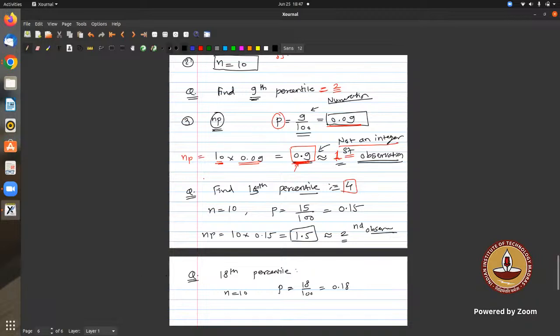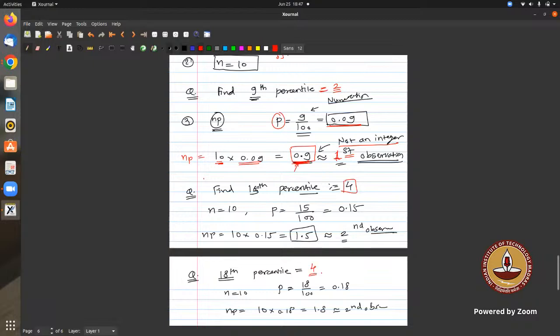So here n equals 10, right? If I wanted to calculate the 18th percentile, n equals 10 and p equals 0.18. So n into p is how much? 10 into 0.18 is 1.8, which means the second observation. So the 18th percentile is again what?